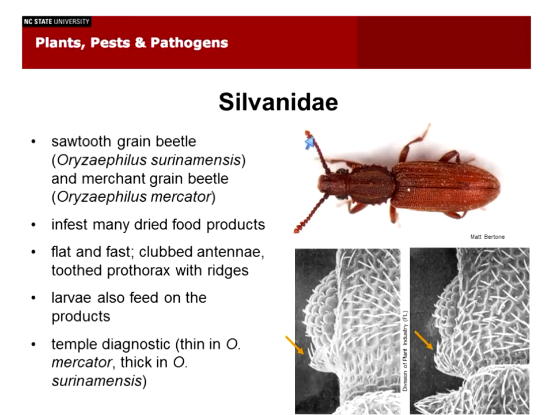They have these clubbed antennae. They're gradually clubbed with a symmetrical club. And they also have a toothed prothorax. The edges of the prothorax have teeth, and they have these 3 ridges. So they're fairly easy to identify by that.